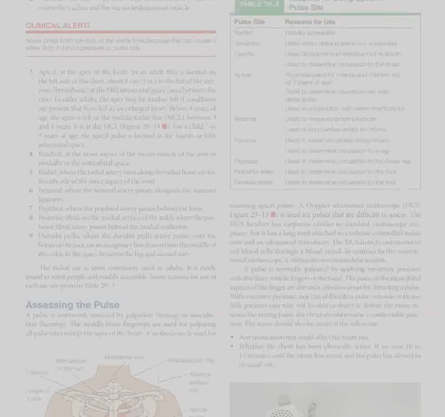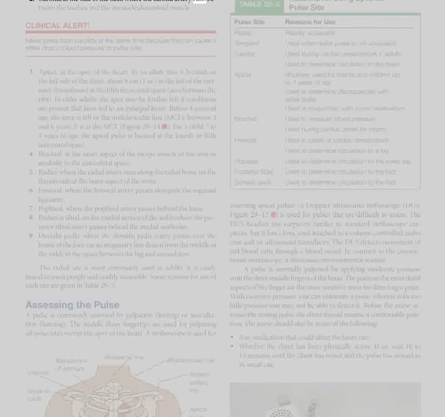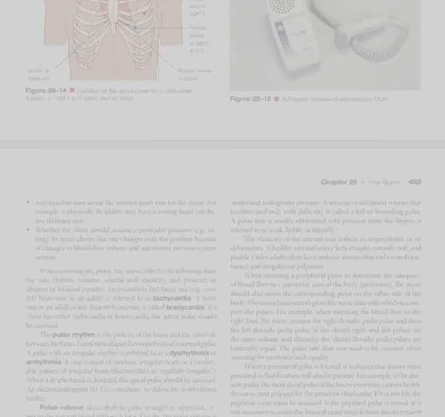2. Carotid, at the side of the neck where the carotid artery runs between the trachea and the sternocleidomastoid muscle. Clinical alert. Never press both carotids at the same time, because this can cause a reflex drop in blood pressure or pulse rate.